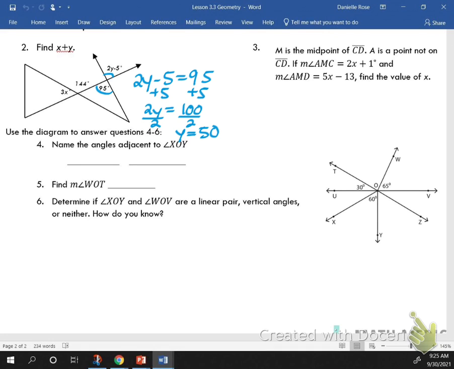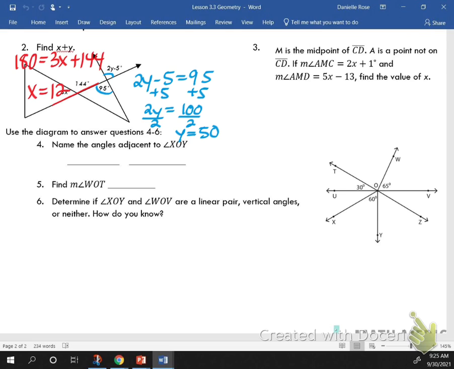Now, how about 3x and 144? Yes. Okay, since they're next to each other, they're going to equal 180. So you do 3x plus 144 equals 180. Great. They make up a line. So you're going to set up the equation 180 equals 3x plus 144 and solve for x. Did anyone solve for x? What did you get? Yes, what did you get? 12. You should get x equals 12.